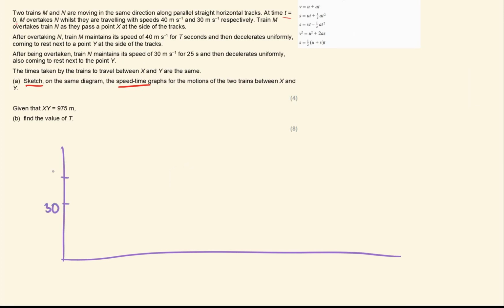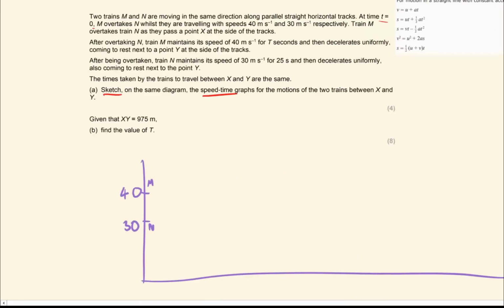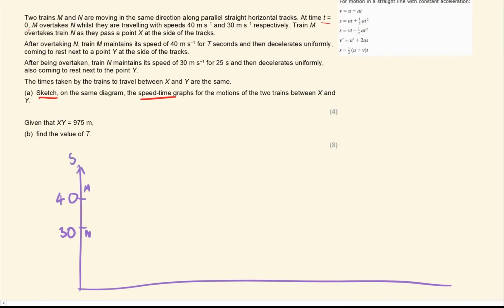Again, typically you'd have some squared paper to do this, it looks a bit nicer than this. But I know that M is doing 40 meters per second and N is doing 30. So here's my speed and there's my time. Train M overtakes train N as they pass the point X on the side of the tracks.